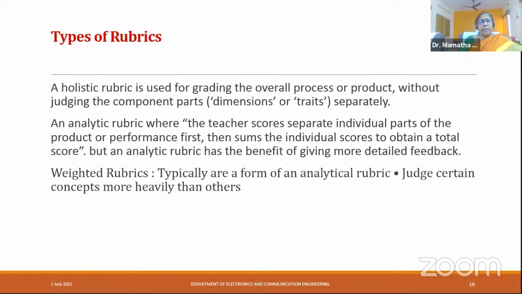In the case of an analytic rubric, the teacher scores separate individual parts of the product or performance, and then based on the individual scores, you get the summative scores, and then you will decide how good the project is, how good the performance is.